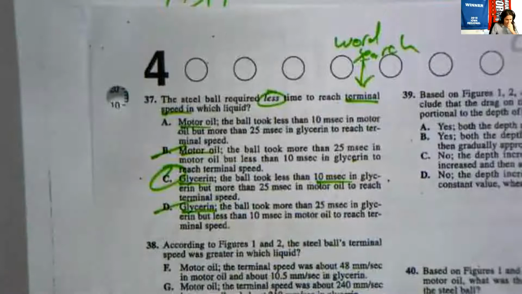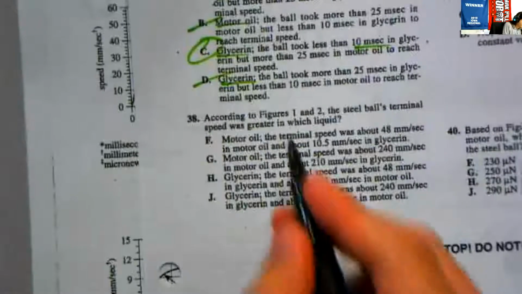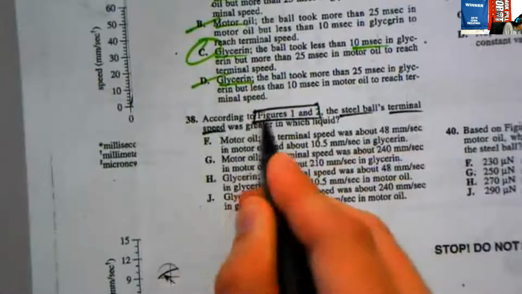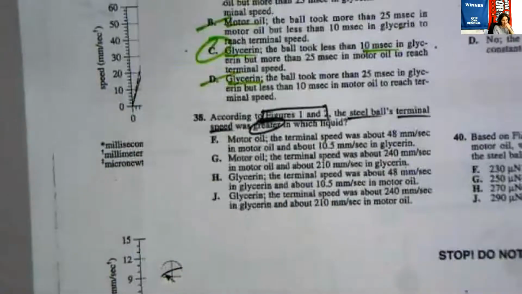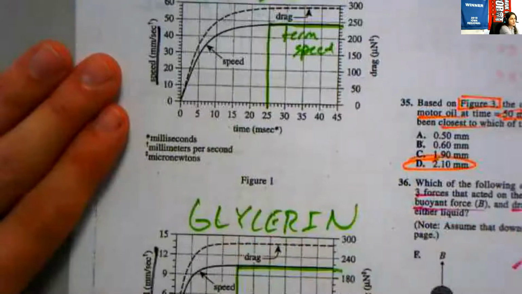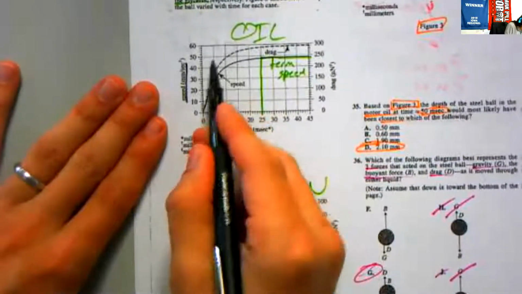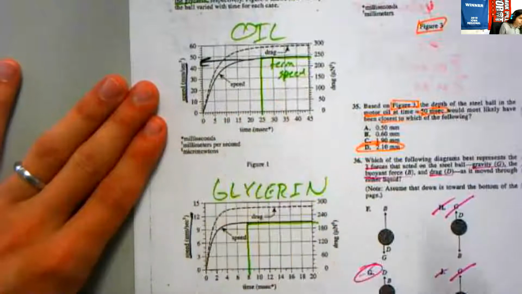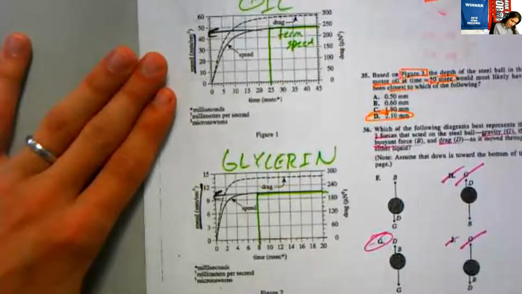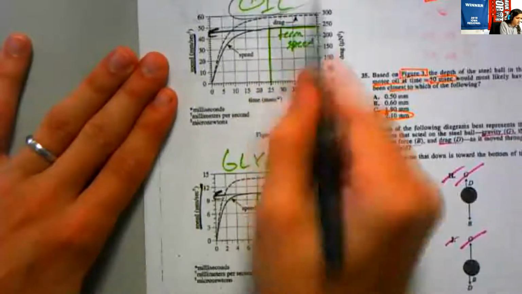That's a hard one. 3 left. What do I got here? What color? Going to black. All right, number 38. According to figures 1 and 2, the steel ball's terminal speed was greater in which liquid? Okay. Where did it have a greater terminal speed? Well, I got to look over here at these speed axes. Hopefully you notice, okay, terminal speed over here looks like something in the 40s. Terminal speed down here looks like something like 10. Who had the greater terminal speed? Looks like oil has the greater terminal speed.